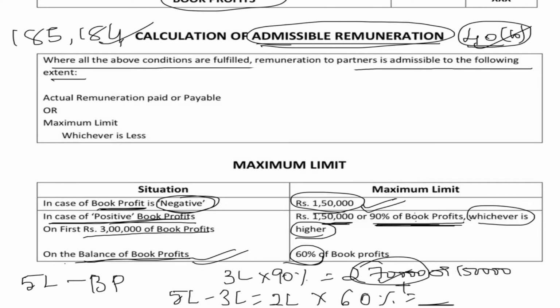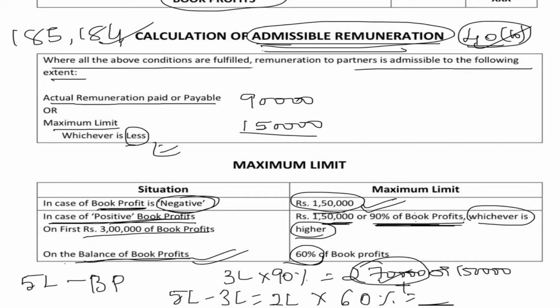So eligible remuneration or admissible remuneration is the lesser value between the actual remuneration paid or payable to working partners or the maximum limit, whichever is less. For example, if we have remuneration of rupees 90,000 and the maximum limit, let's assume, is 1,50,000, in this case eligible remuneration is 90,000.